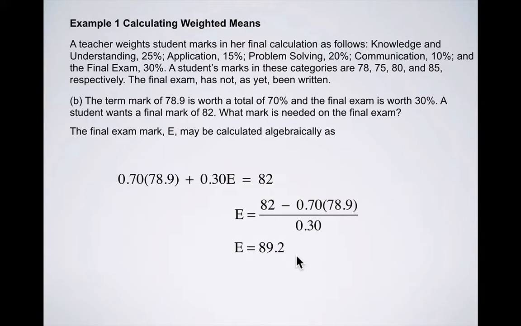So the student would need to get a mark of 89.2% on the final exam if they're going in with a term mark of 78.9 to end up with a final mark of 82%. So this here is just the rearranged equation. To get E all by itself, you subtract 0.7 times 78.9, and then you divide by 0.3.